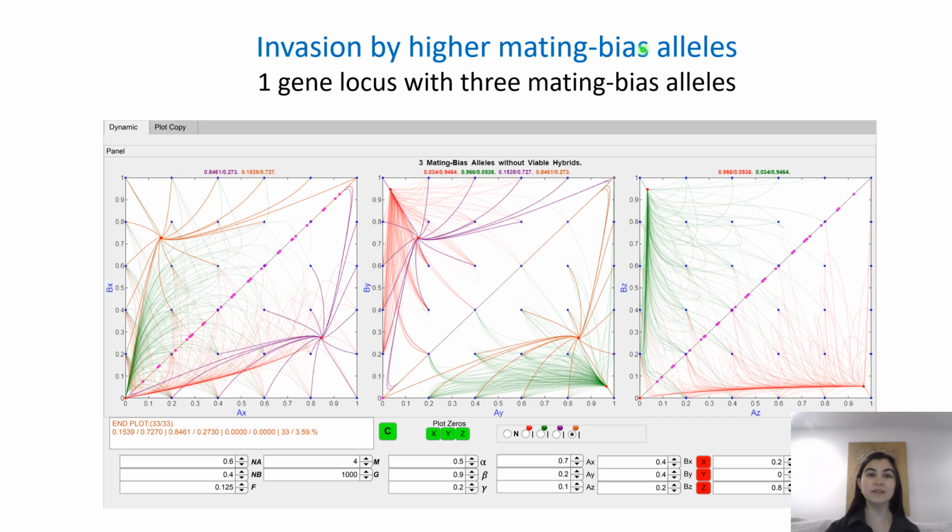The invasion of the Z allele will bring the fixed point for the Y allele closer to the right-hand corner, representing stronger pre-mating reproductive isolation. This is done by minimizing hybrid loss as the fixed points move closer to the further corners of the plot. The implication of this example is that once a 2 allele system has reached a fixed point, additional mutations with a higher mating bias can continue to invade, strengthening reproductive isolation.